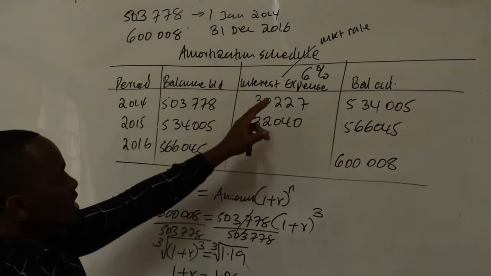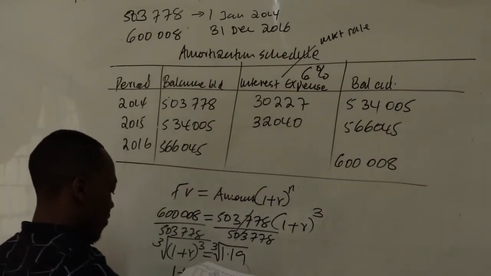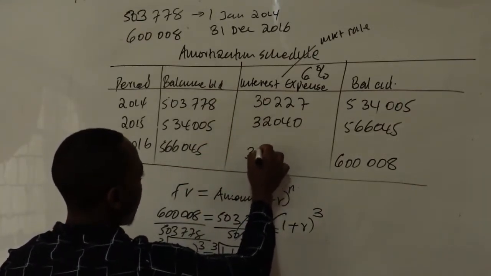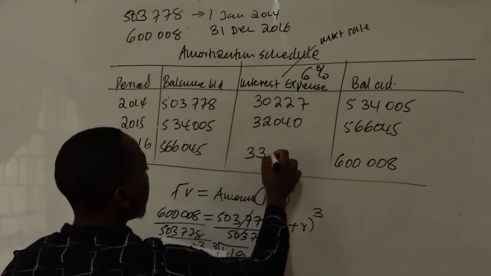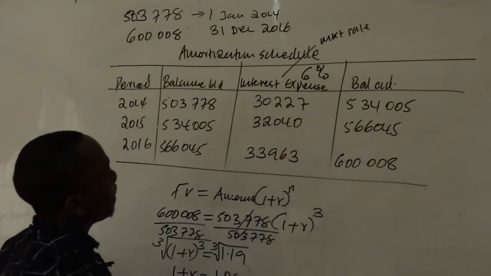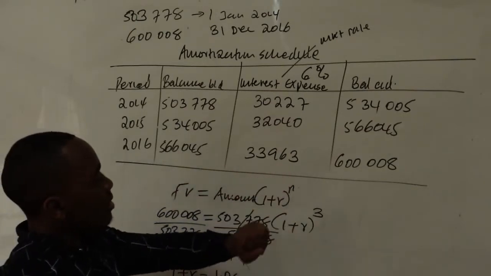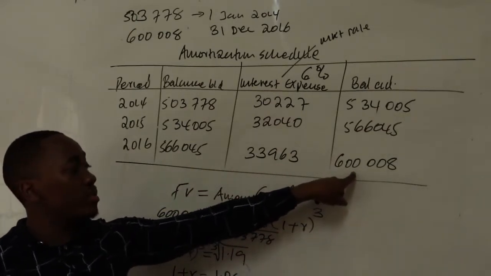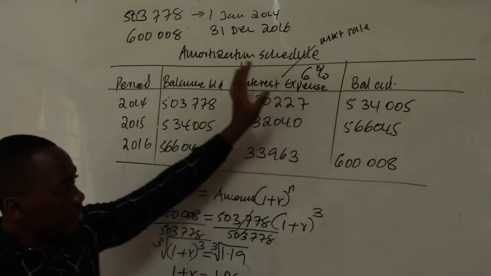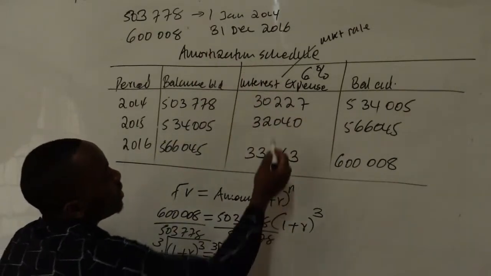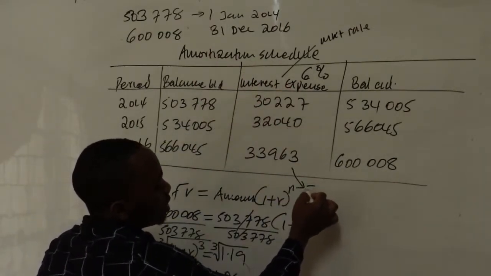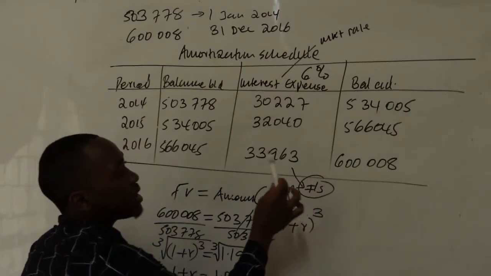You get the interest, 6% of this, an amount of 33,963. So you add that, and you should get 600,008. So that's how you are supposed to amortize. That means the interest expense is what you should take to the income statement as part of expenses.